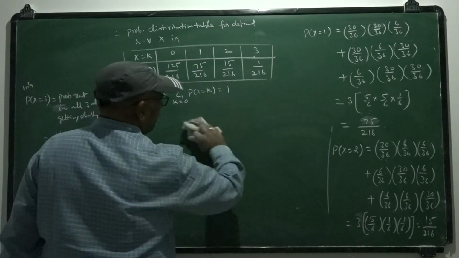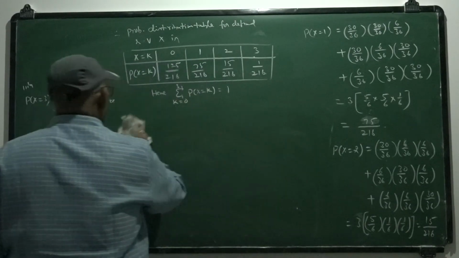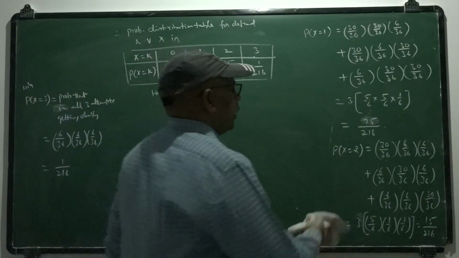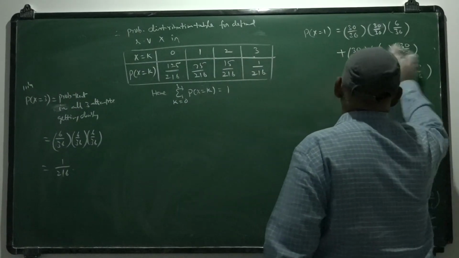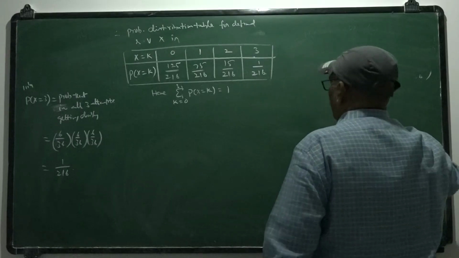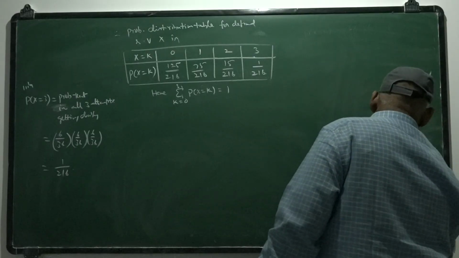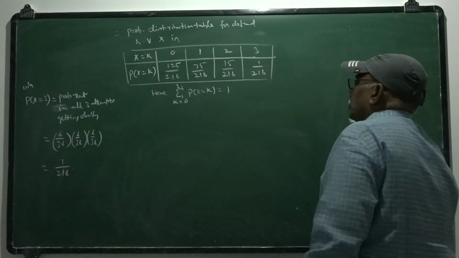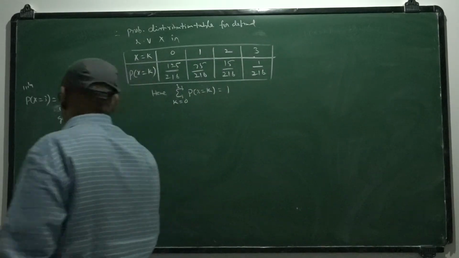Like that, a random variable may be defined and the corresponding probabilities are defined. Based on the probabilities and the random variable, we can construct a table which is called a probability distribution table.